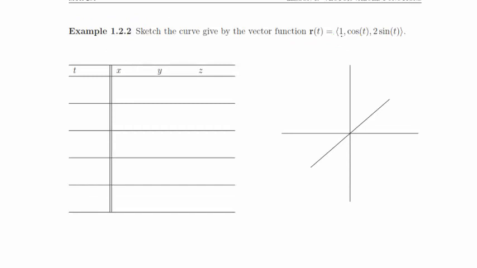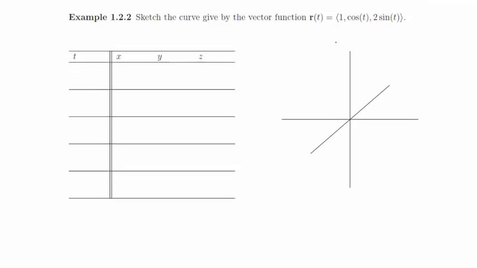What we see here is that my x value is just always 1. So we're really going to be looking essentially at a plane curve where the y value is cosine of t, the z value is 2 sine of t, and x is not going to change at all. So this makes this kind of simple in comparison to where these can go.